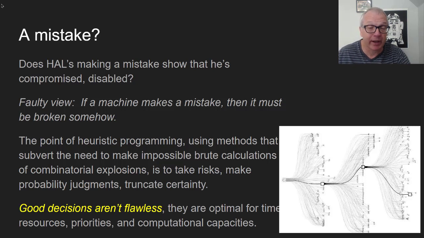So good decisions then aren't flawless decisions. They're optimal for time, resources, priorities, and computational capacities. And that's true of you and of AI systems. Even when you get it wrong, if you made the decision in the right sorts of ways, then it's a good decision, even if the unlikely or improbable thing happens sometimes. And then you have to deal with that too.